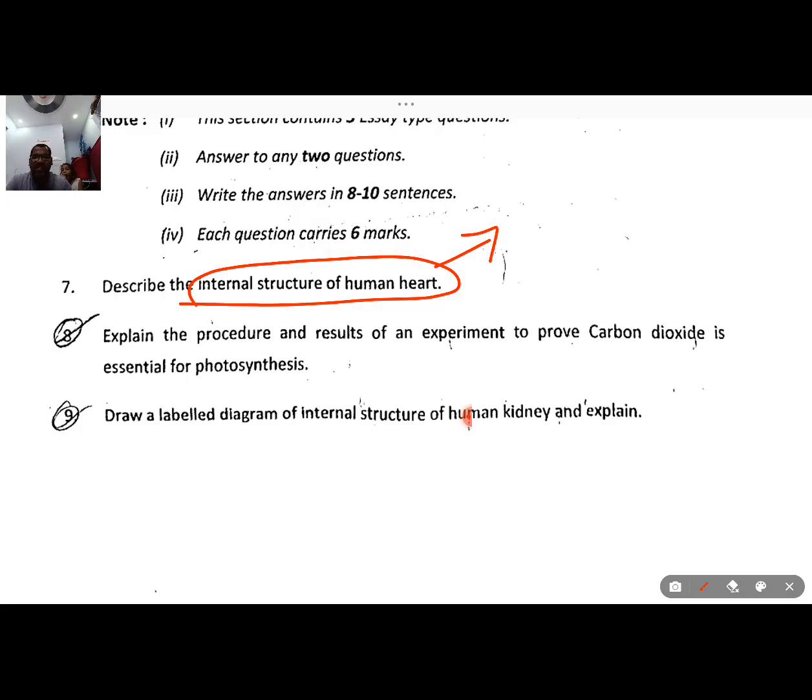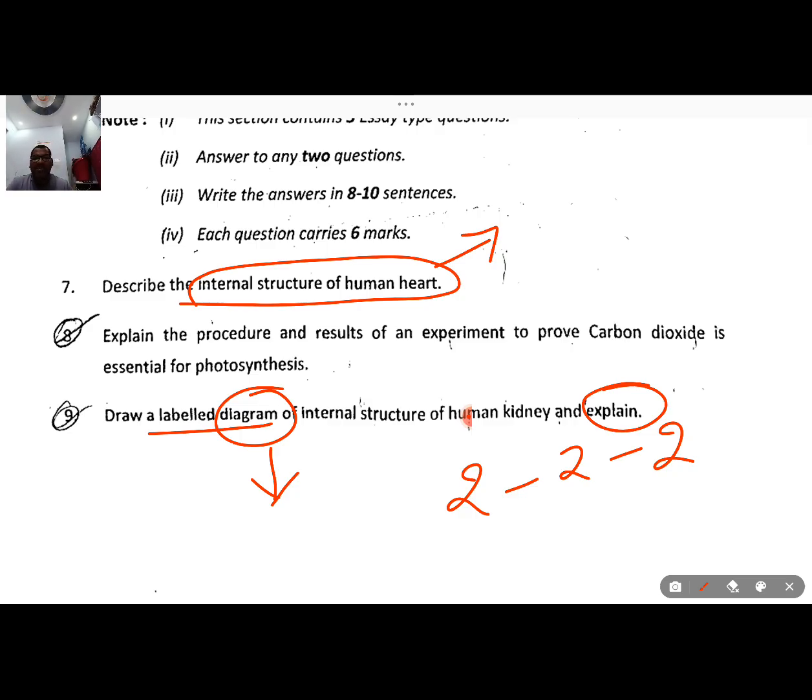And one more question is based on diagrams. In the diagram question, it says, for example, draw the labeled diagram of the internal structure of the kidney, and explain it. For explanation, you will have 2 marks. For the diagram, you will have 2 marks. For labeling, you have 2 marks. So 2 plus 2 plus 2 marks. If they ask only for the diagram, for the diagram you will have 4 marks, and for labeling you have 2 marks.